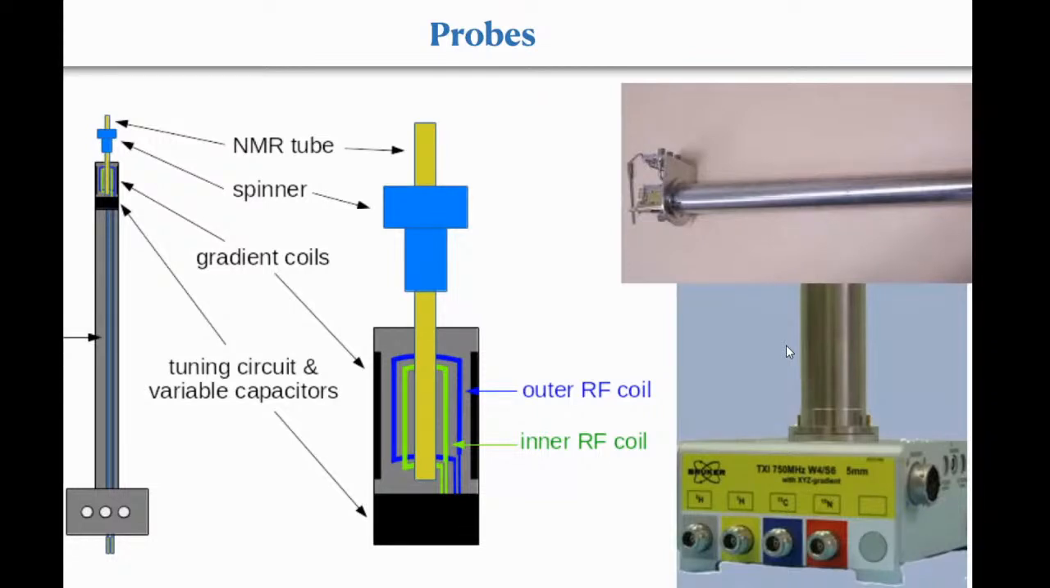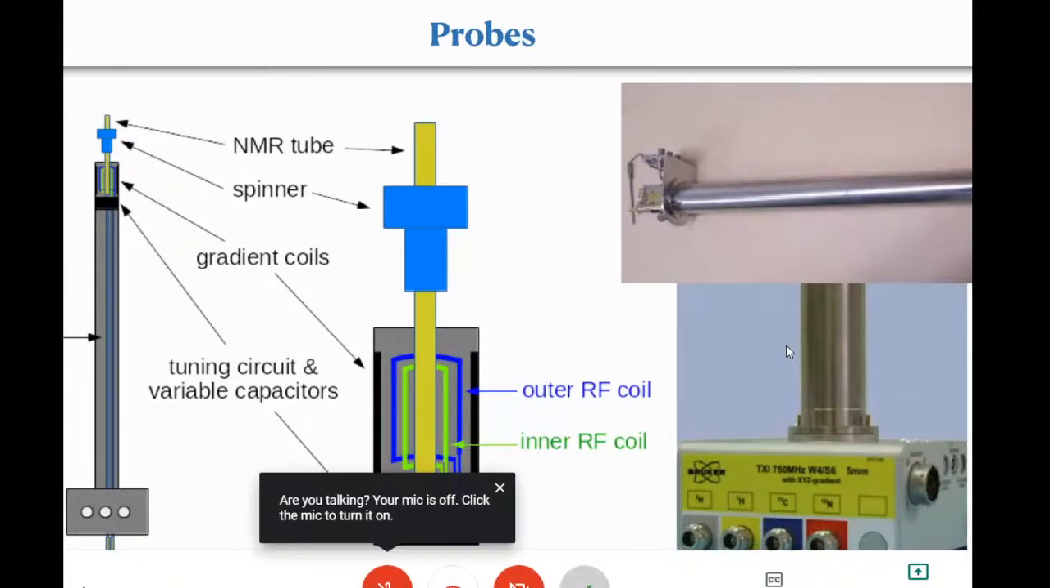This is like an, as I told you, an antenna. Okay, and this will have different channels. You see this? This is a deuterium channel. This is a proton channel. This is a carbon 13 channel, and this is a 15N channel. Okay, this is what is called a triple TXI or triple resonance probe. Triple resonance probe TXI. It's for a 750 megahertz.